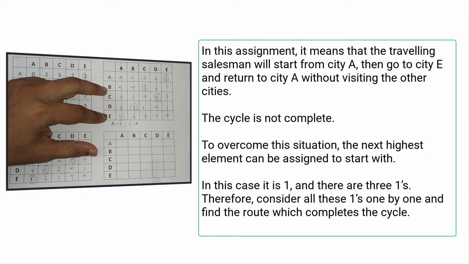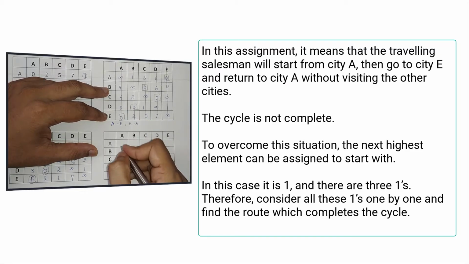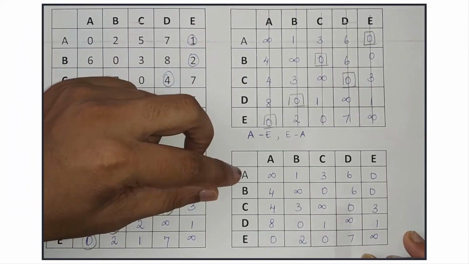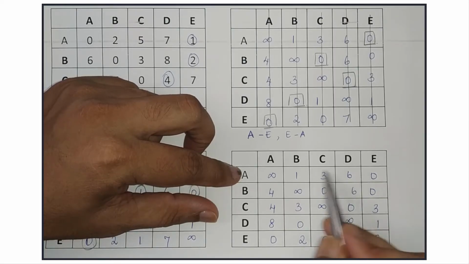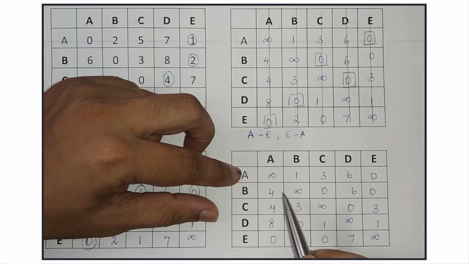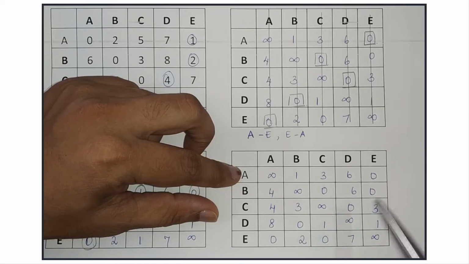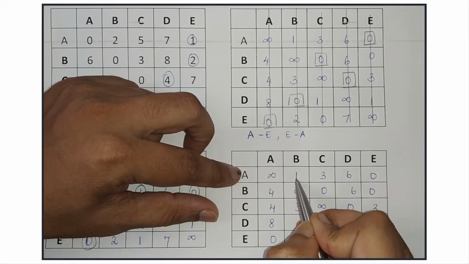So what we'll do next is take the same matrix and allocate for the next highest number. Now see, I'm writing the same matrix here once again, infinity. How am I doing this? I'm going for the next highest number in the entire matrix. The least number was 0. The next highest number that is available is 1.